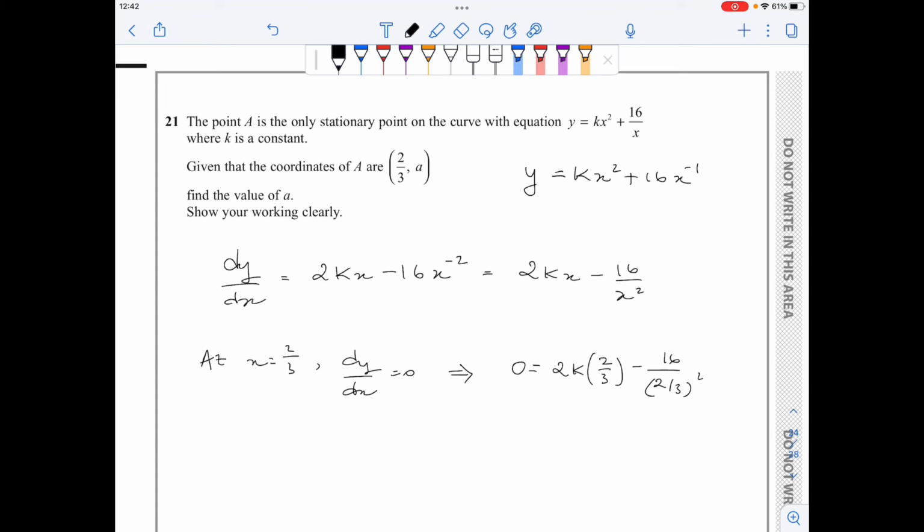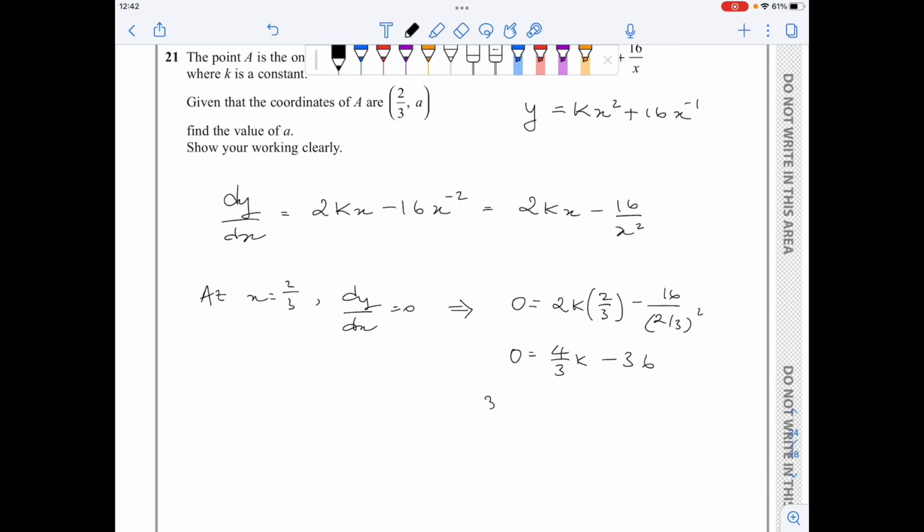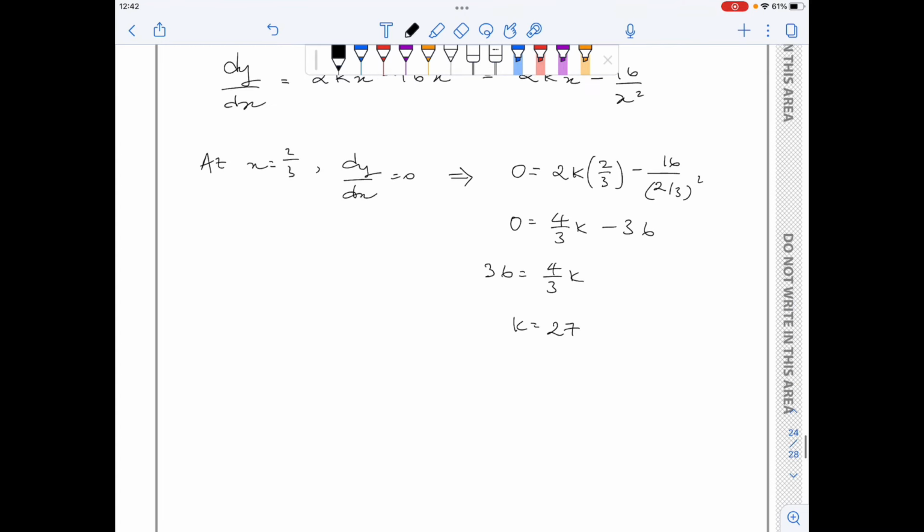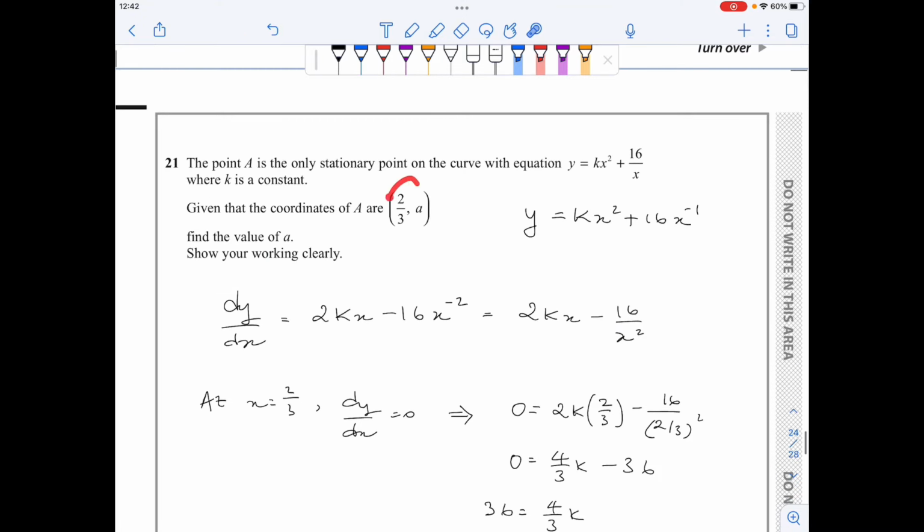Now if I simplify this, I get 0 equals 4/3 k minus 36. So 36 equals 4/3 k. k comes out to be 27. And now to find the value of a, again, at x equals 2/3, I know that the y value is equal to a from this.